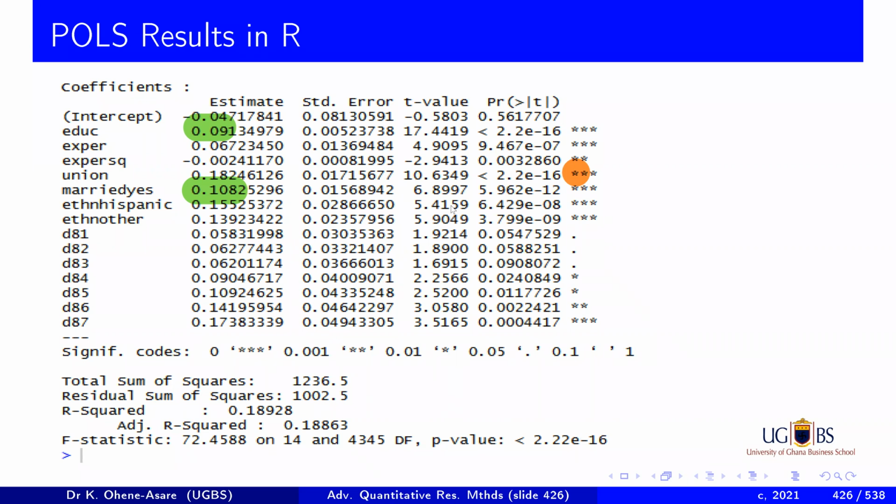Good. Can you take it again? Sorry, holding all other things constant, on average, a married man earns about 10.8% more than an unmarried man. And this is at 0.1% significance level. I think this is good. This is a good interpretation.